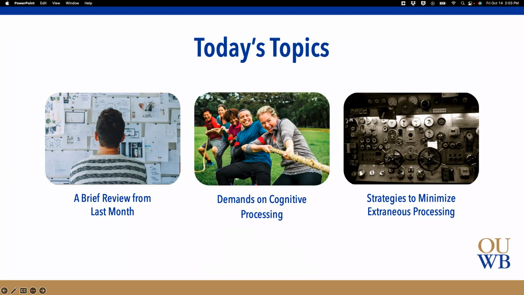So we have 3 main topics today. We're going to start with a very brief review from last month, just to set the stage for today's conversation. Then we're going to shift into the demands on cognitive processing. There are 3 of them, and one of them is extraneous processing, and when we experience too much extraneous processing, that specific subtopic is going to lead into our last topic for today, which is going to be the bulk of the session: strategies to minimize extraneous processing.